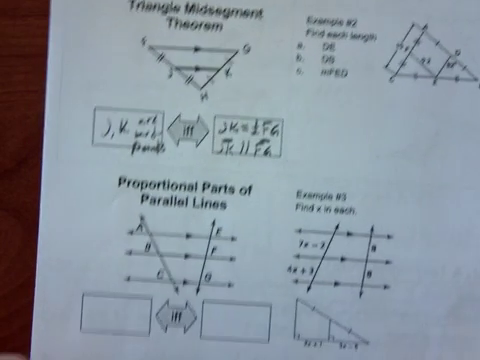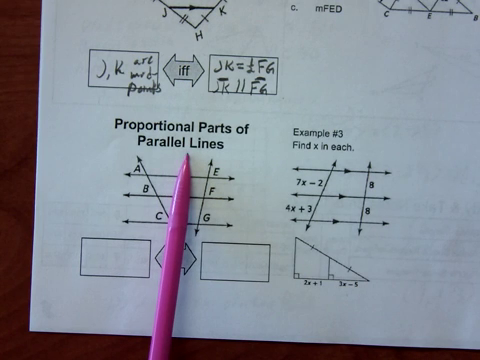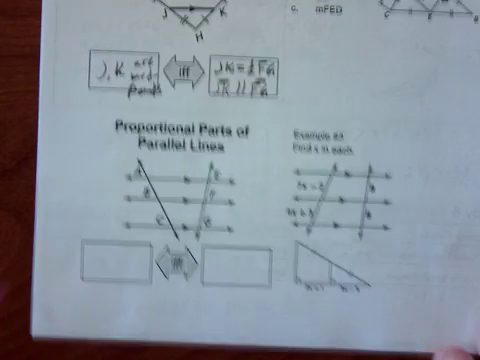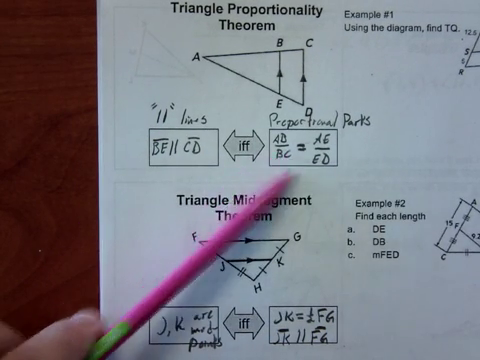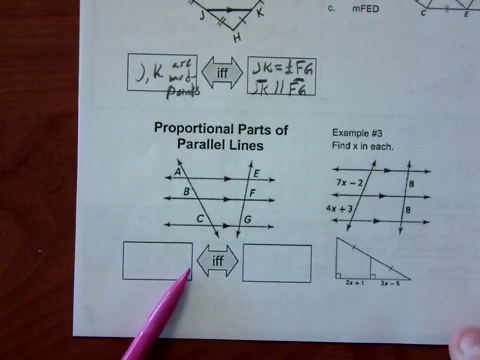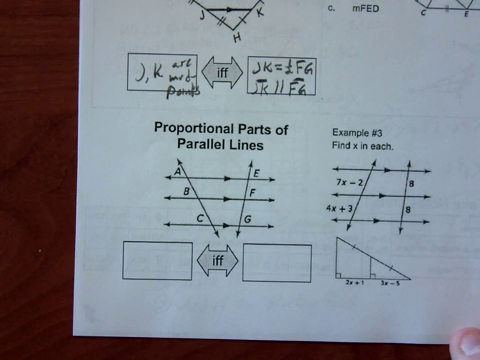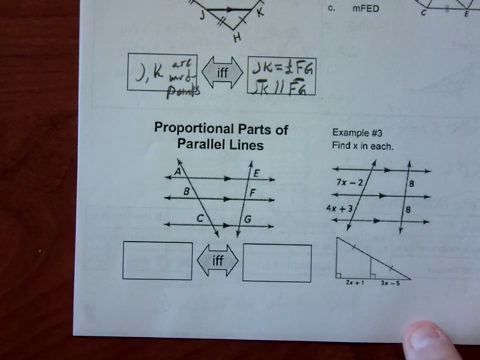So, proportional parts of parallel lines. This comes directly from the triangle proportionality theorem. Let's quickly make sense of this one. If the lines are parallel, the parts are proportional. So if these lines are parallel, guess what happens to these parts? It really is the same theorem, but instead of a triangle, it's just parallel lines with lines that eventually make a triangle. So it's the same statement.